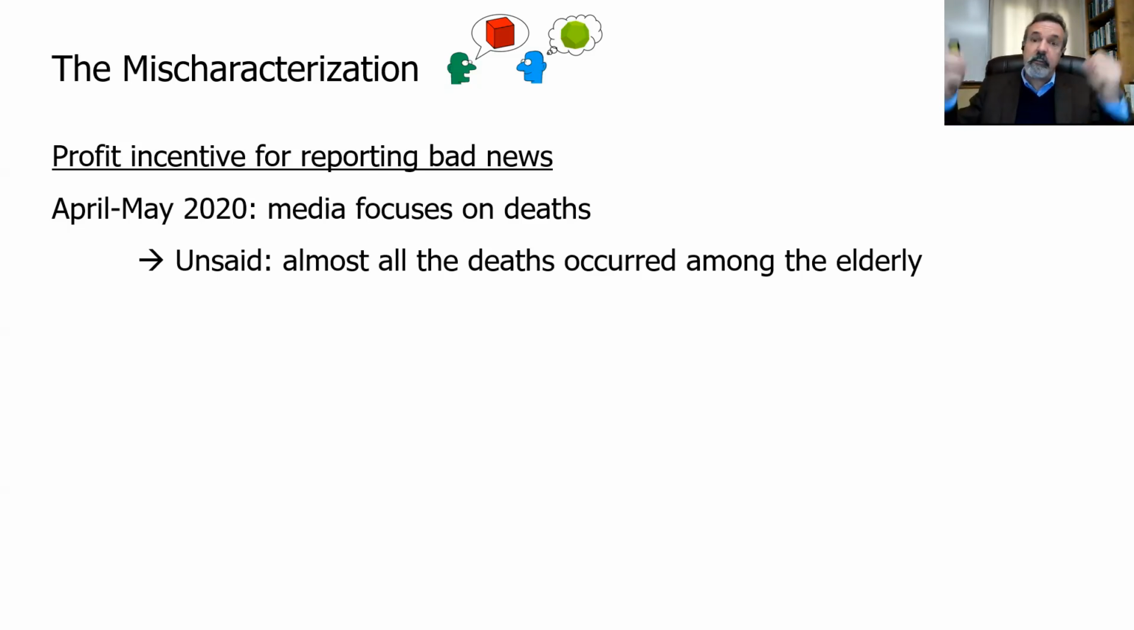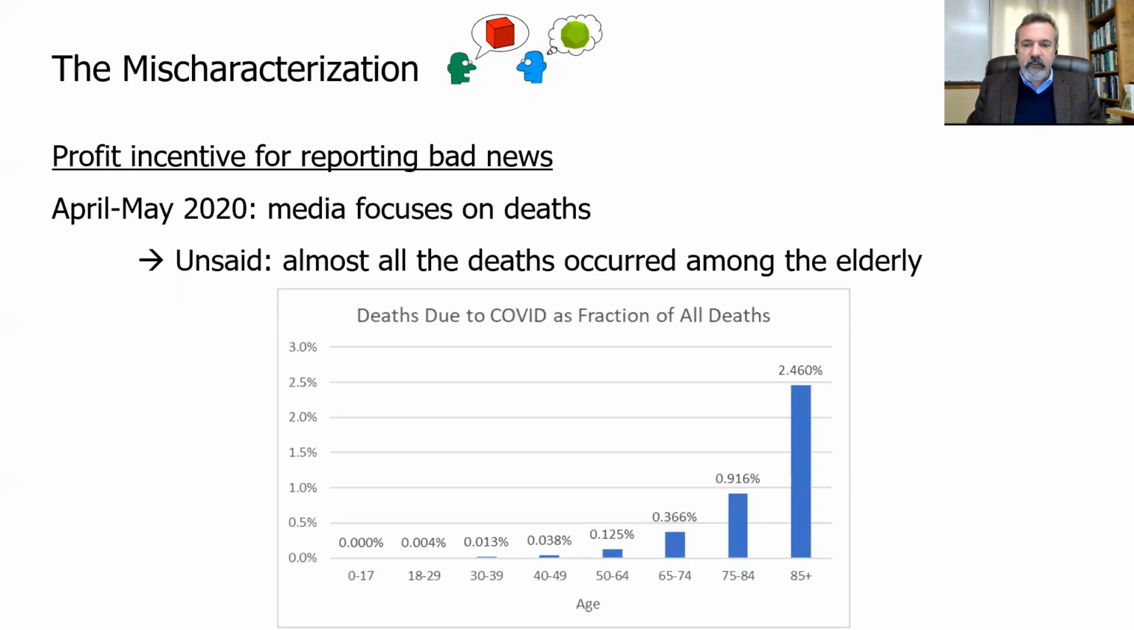It's the bad news is here's all these people who are dying. So April to May, the media focuses on deaths, and you see if you break it down by age group, you can see how this varies. Now, the bars you're looking at, they're not deaths due to COVID. They're deaths due to COVID as a fraction of all deaths. So here's how you read this. Over on the right, you see the 85 plus. That's people who are aged 85 and older.